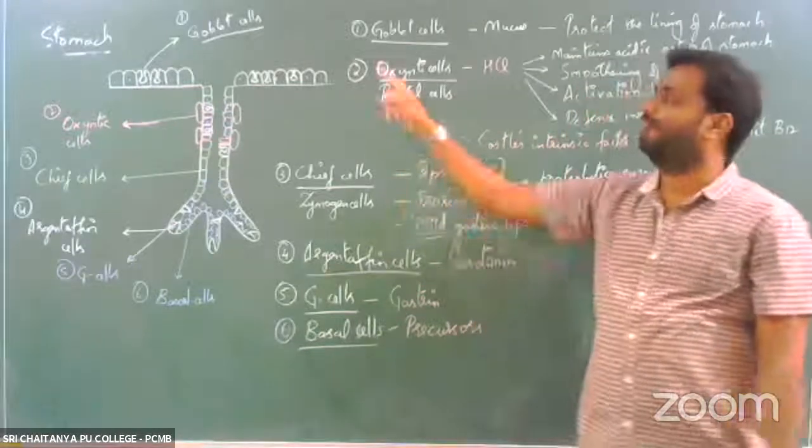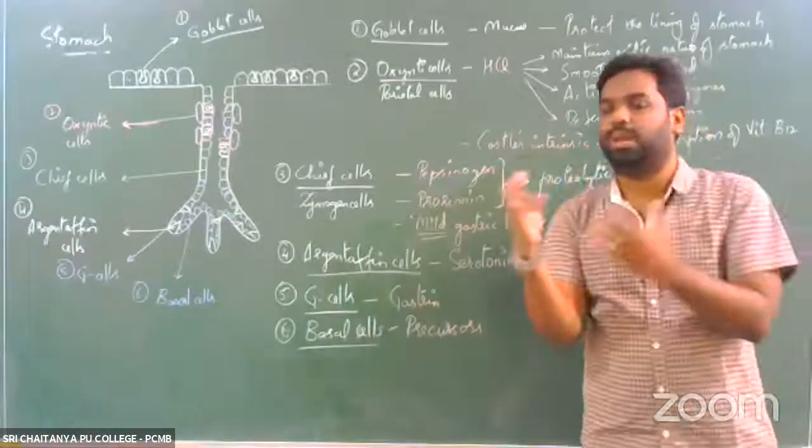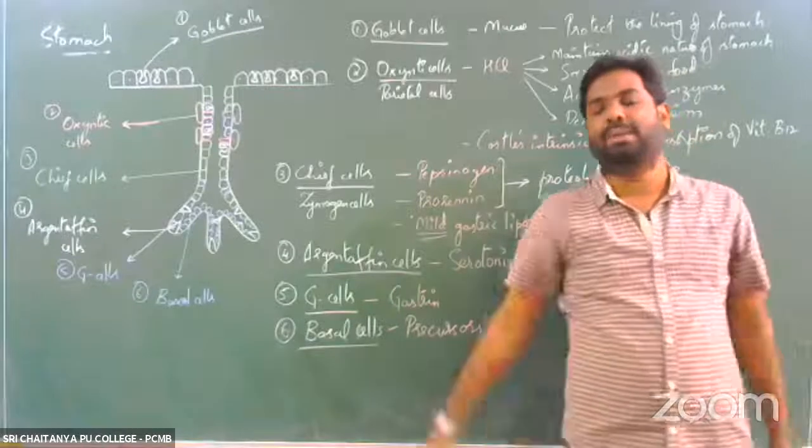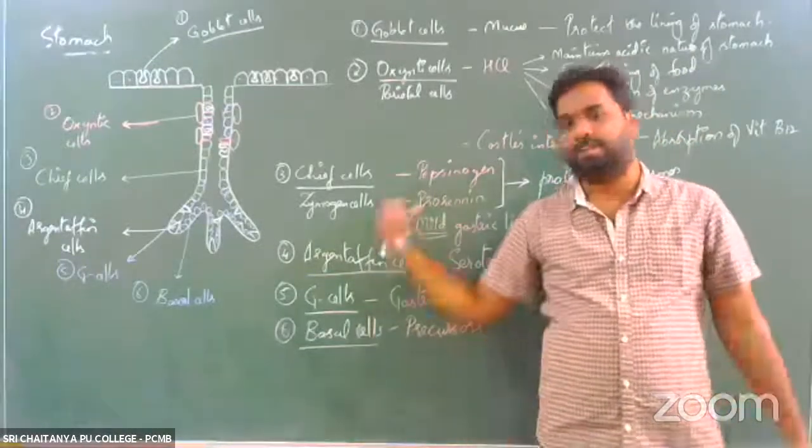Right, so this is what we have with the next structure, which is called the stomach. Now the food from the stomach will enter the next part of the alimentary canal, which is called the small intestine, and we will take up the small intestine in the next session.